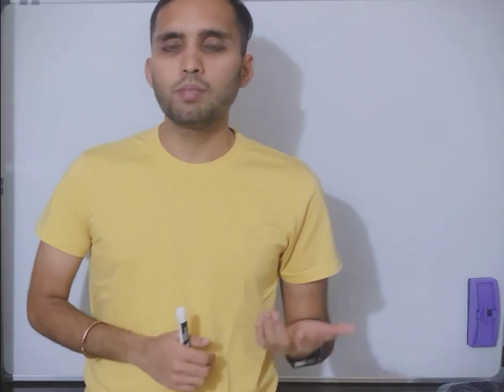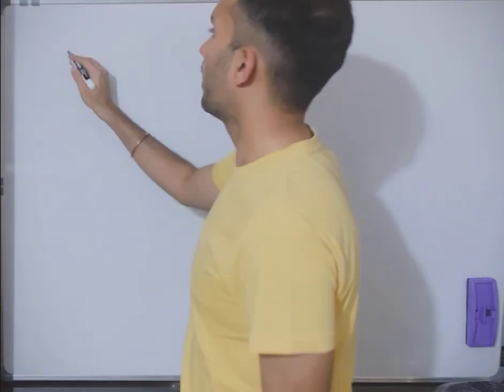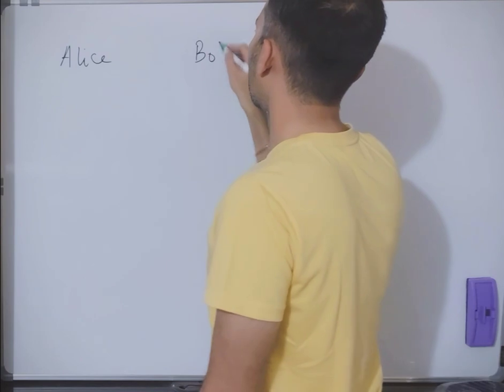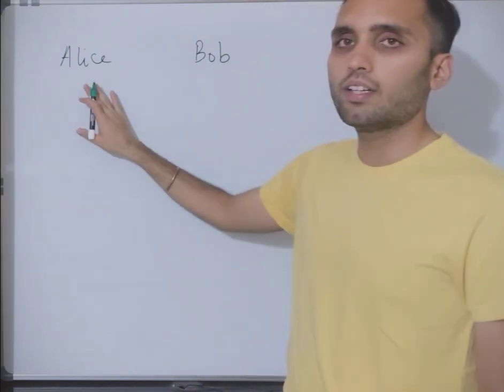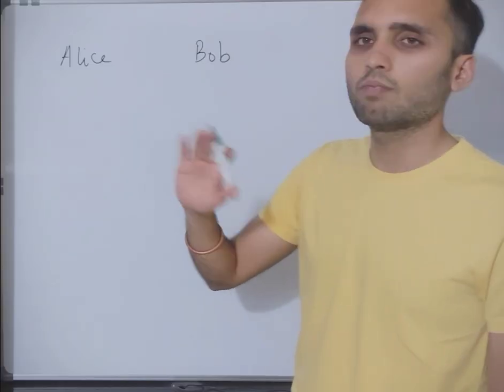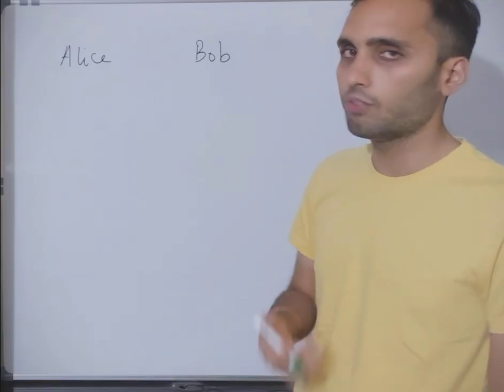So I will start off with a small scenario. Let's imagine there are two people, they are friends, Alice and Bob, and Alice is planning to write a letter to Bob. Okay, so we can imagine this is happening some 15-20 years ago, where there were not a lot of means of communications as we have today.